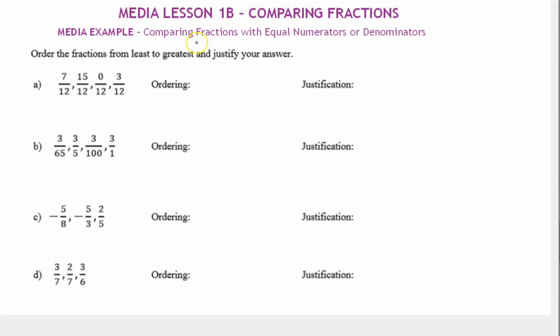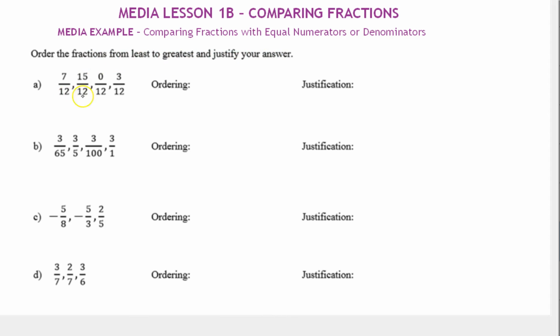In this video, we're going to compare fractions with either equal numerators or denominators, and we're also going to have some negatives thrown into the mix without any visual aids. Okay. So in the first example, it says order the fractions from least to greatest and justify your answer.